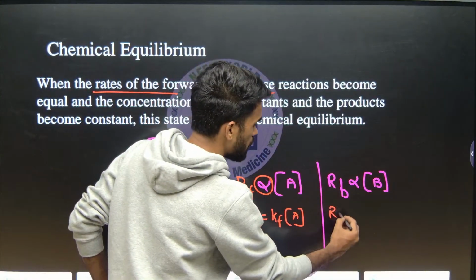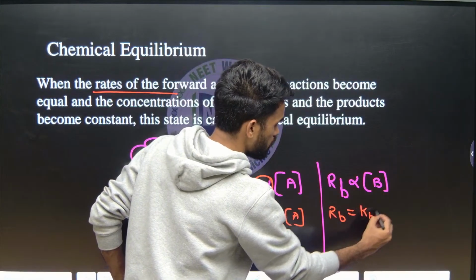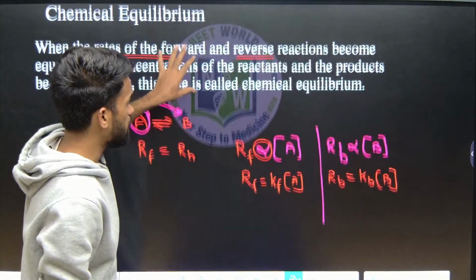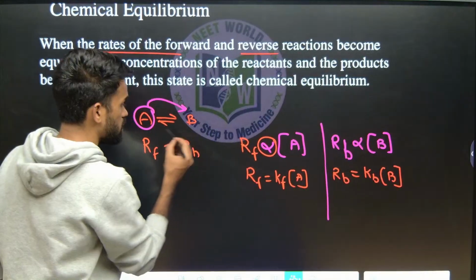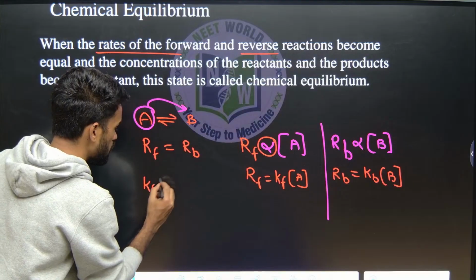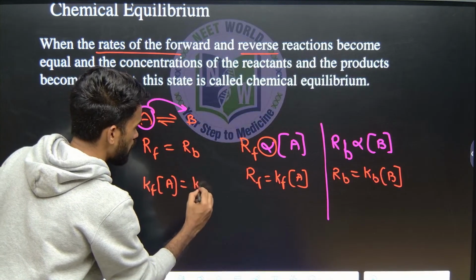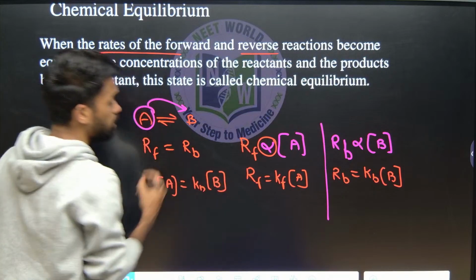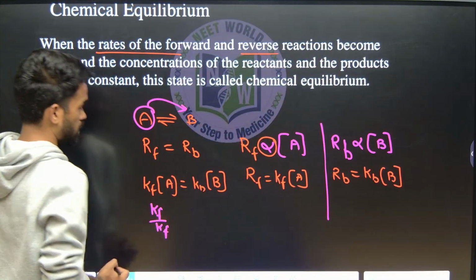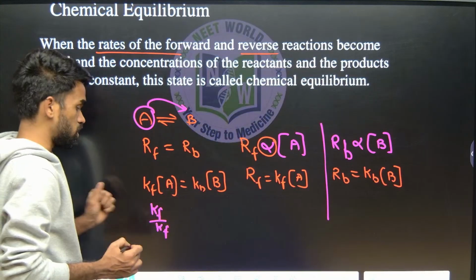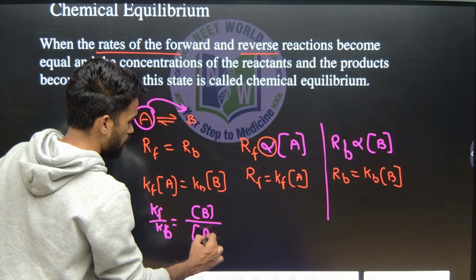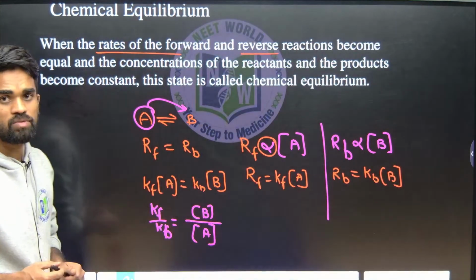Similarly, Rb I can write as Kb times the concentration of B. Like this we can write. What we know is, at equilibrium the rates of backward and forward reactions are equal. It means Kf[A] will be equal to Kb[B]. Now I am writing Kf by Kb. It means the rate constant for forward by the rate constant for backward will be equal to the concentration of B by the concentration of A.